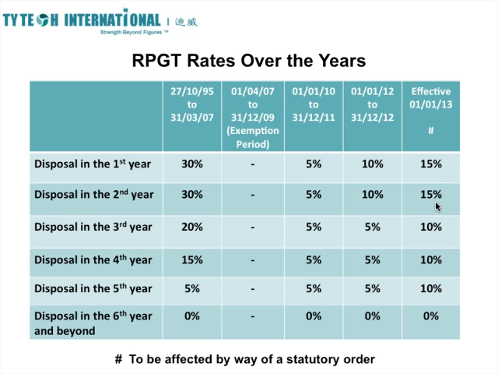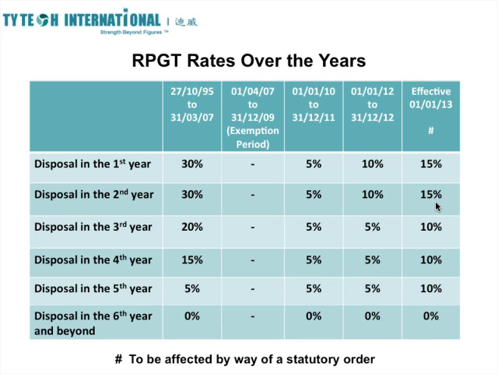There was an exemption period from 2007 to 2009, whereby you're not subject to tax. But after that, you realize that the tax rates have been gradually increasing from year to year. The latest, of course, is 15% for the first 2 years and 10% for the next 3.